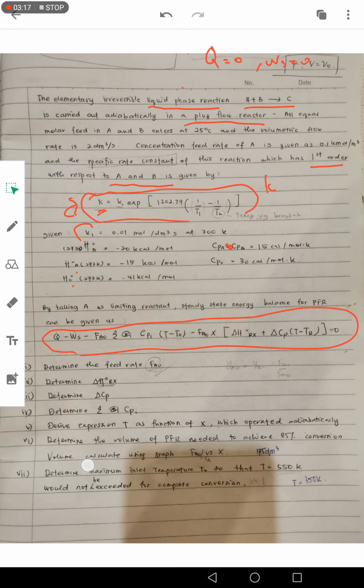Dia dah bagi hint kalau nak cari volume tu kena guna graph lah, F0 over negative RA versus X. Kemudian dia suruh cari maximum inlet temperature so that T kalau T yang diberi adalah 550K and it does not exceed the complete conversion. So macam mana kita nak buat soalan ni?